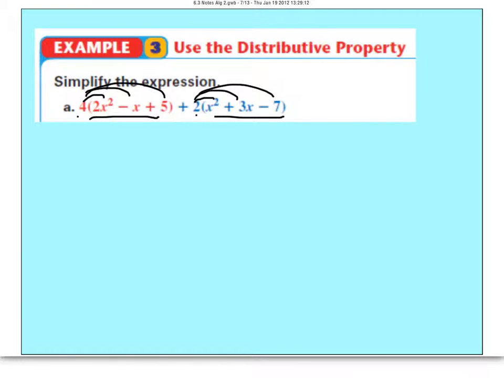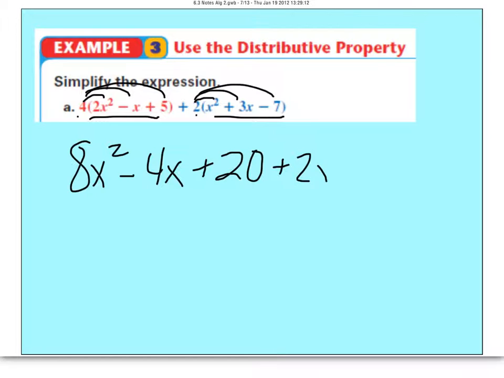That'll leave us with 4 times 2x squared is 8x squared. 4 times negative x, negative 4x. 4 times a positive 5, plus 20. Then a positive 2 times an x squared is plus 2x squared. Positive 2 times a positive 3x, plus 6x. A positive 2 times a negative 7 is minus 14.